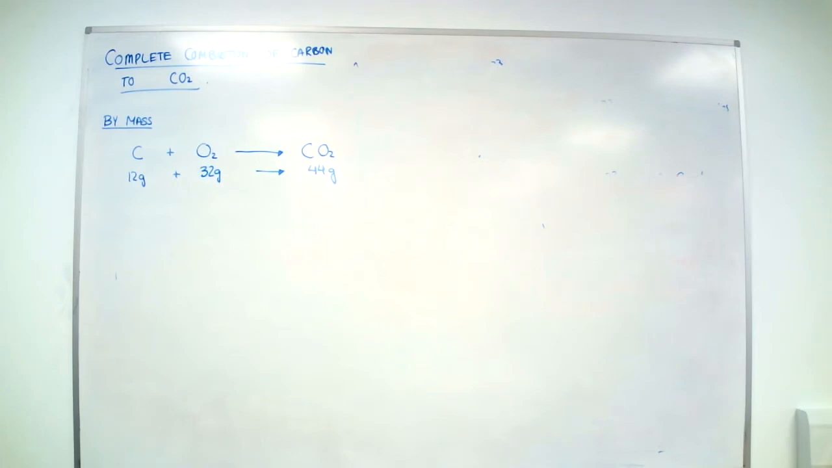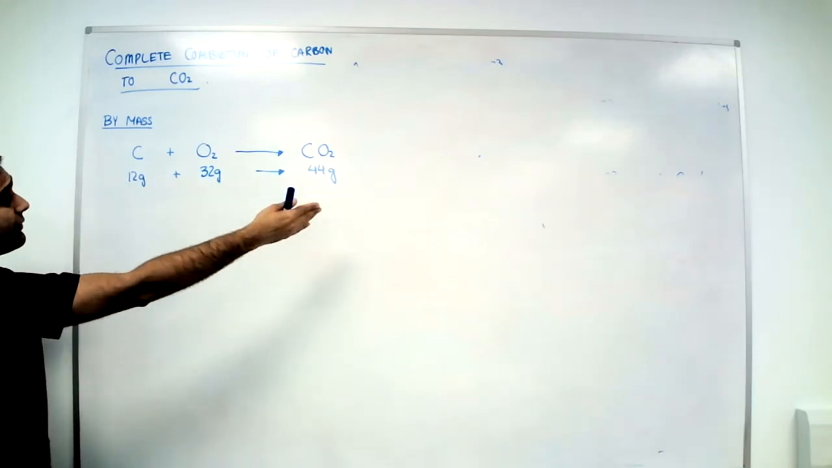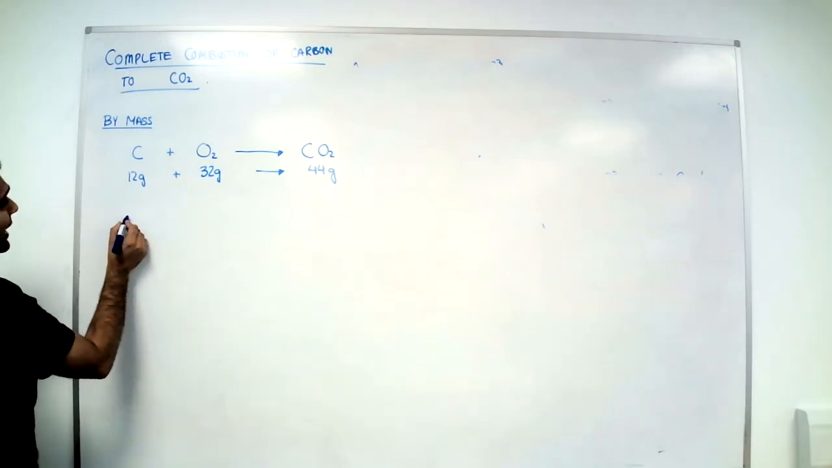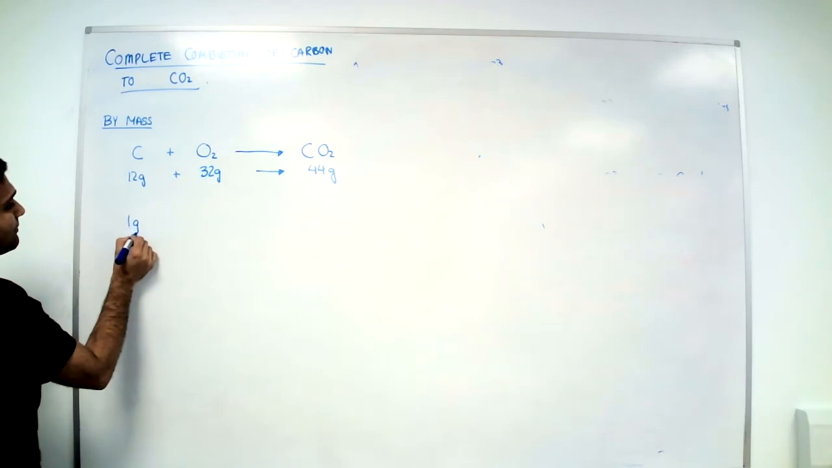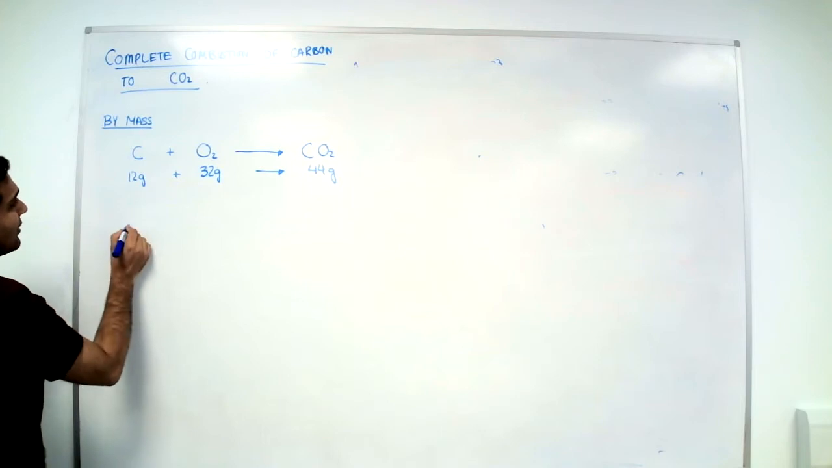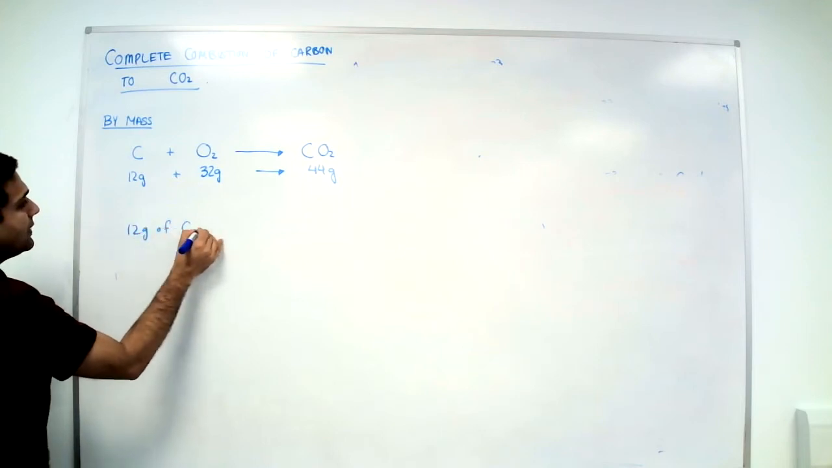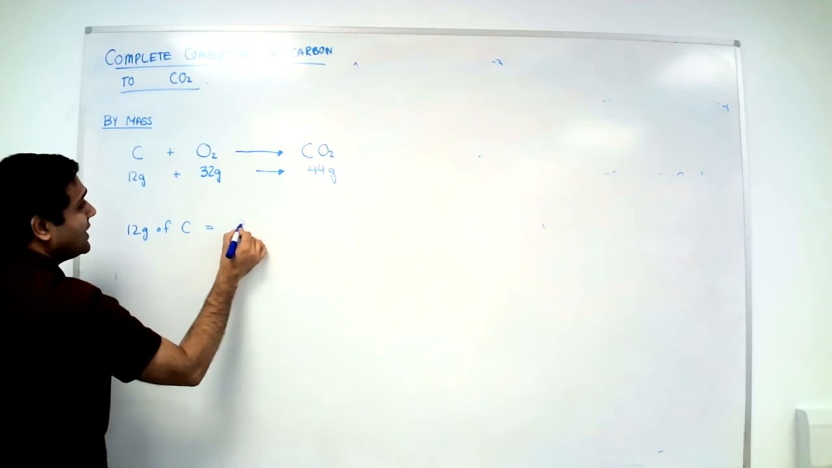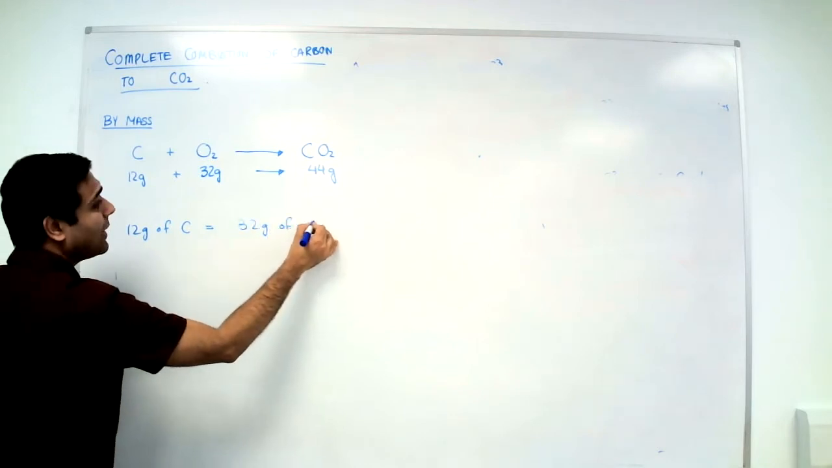Now, 12 grams of carbon need 32 grams of oxygen, and it will produce 44 grams of carbon dioxide. This can be gram or kilogram, it doesn't matter. You can put that in kilogram because it's in ratio. Now, let's say I got 1 gram and I want the relation between these two. So let's write 12 grams of carbon needs 32 grams of oxygen.